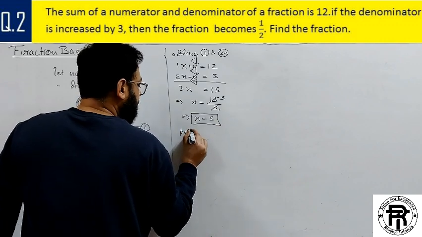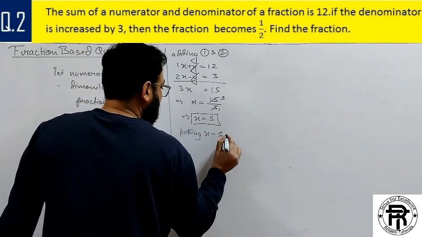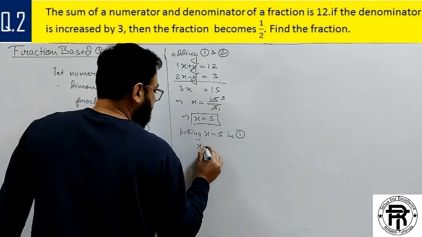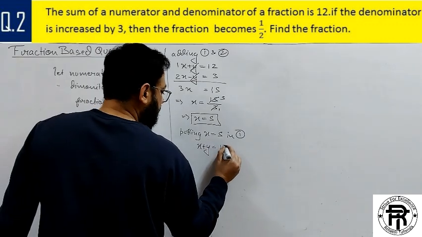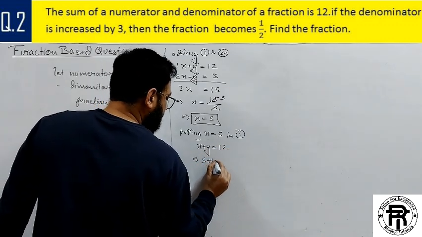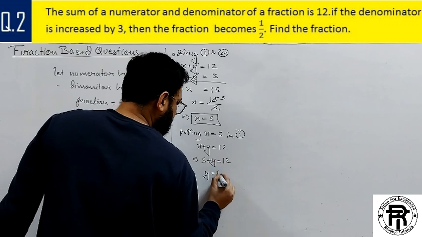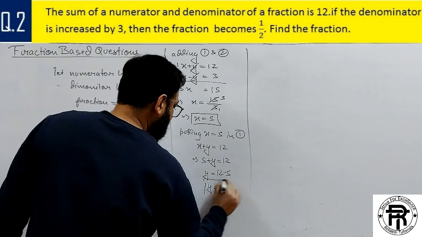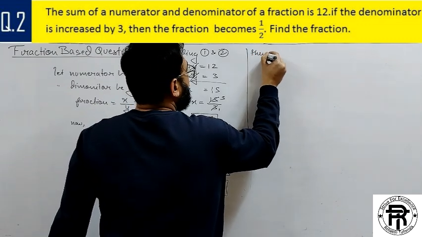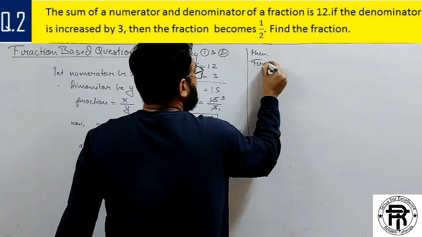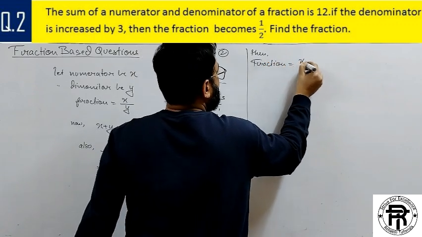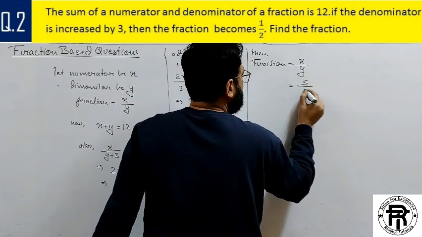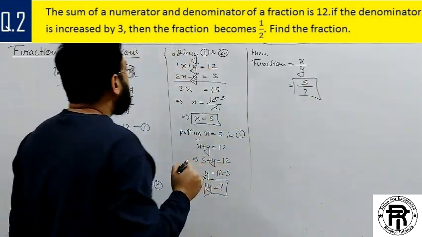Once we get the value of x is equals to 5, putting x is equals to 5 in first. The first looks like the easy equation. First equation is x plus y is equals to 12. 5 plus y is equals to 12. Y is equals to 12 minus 5. Y is equals to 7. So we have the values of x and y. So we will write, then fraction is equals to what? Is equals to x upon y. And we also can say what is the value of x we have? 5 upon 7. And this finally is your answer.